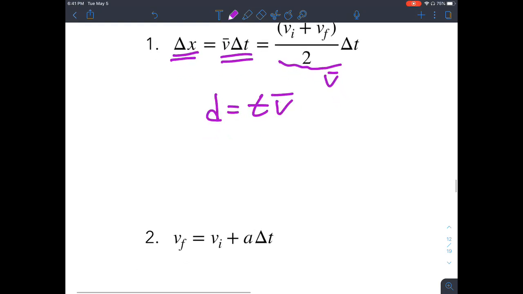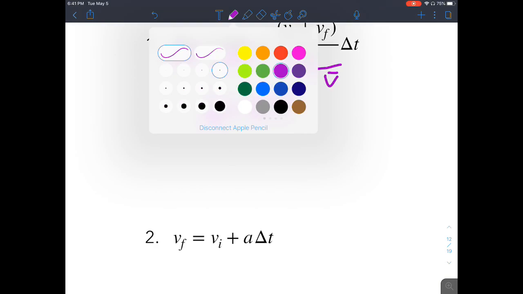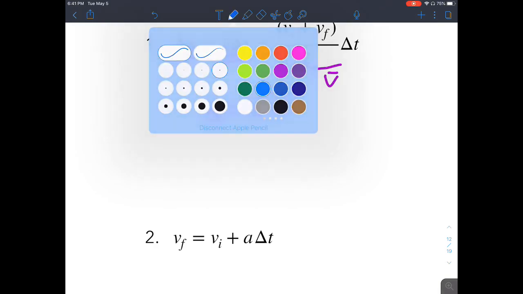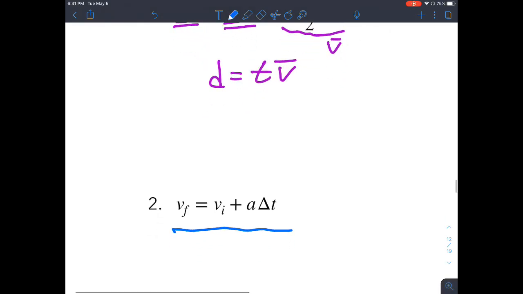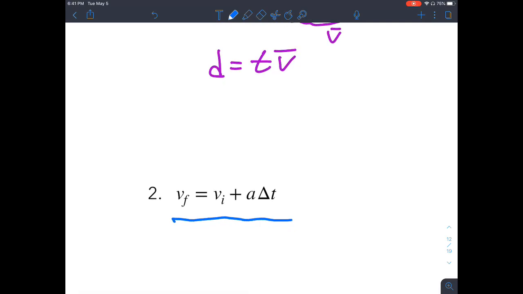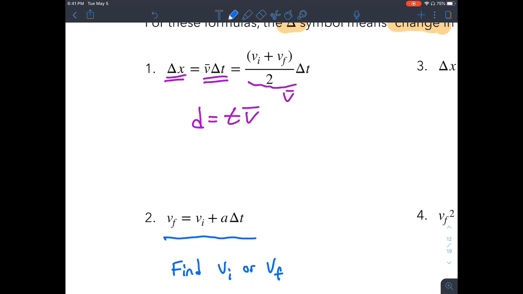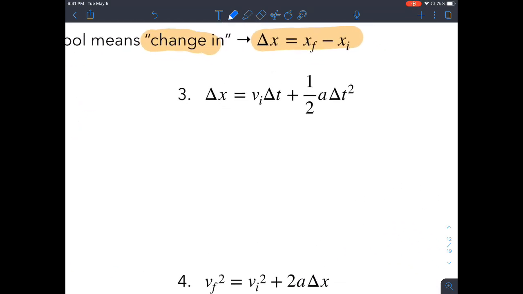Same thing with this second equation. This is the one that I like. This is super useful for finding changes in velocities, right? So you can use this to find either v initial or v final really easily once you have an acceleration, or find the acceleration if you're given a change in speed. So those are our basics, we know how to use those already. 3 and 4 is where things get interesting.